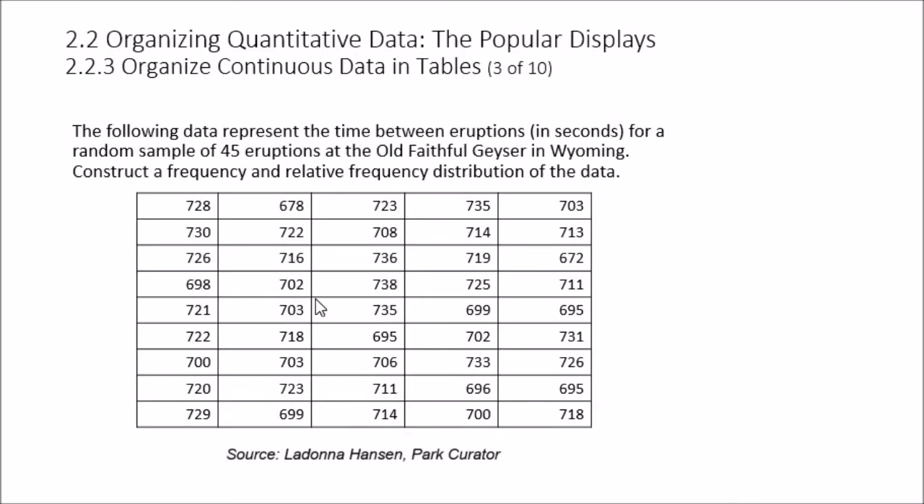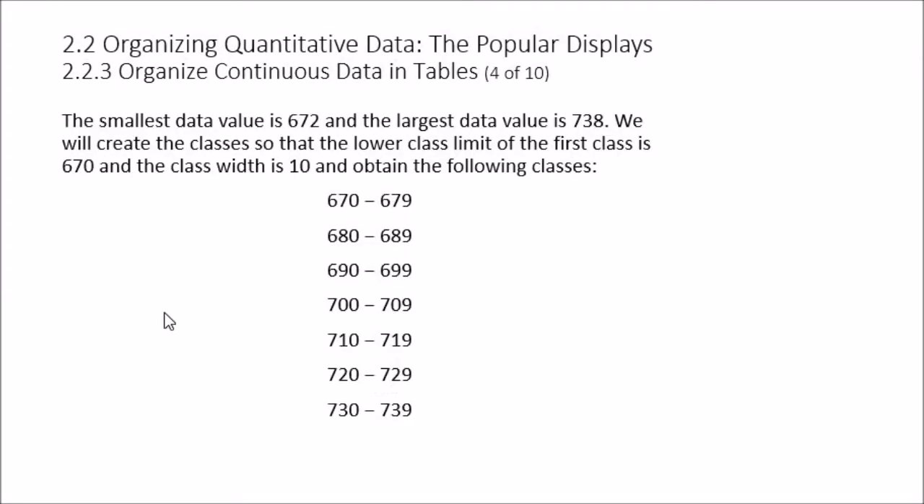Let's look at this example. We have discrete data in this case, but the variety in this data makes it impossible to create classes from individual numbers, because 45 classes will be too much and it's not going to show us any trends in our data. So the solution is to create interval classes as follows. Notice that the smallest data value in our raw data was 672 and the largest value is 738.